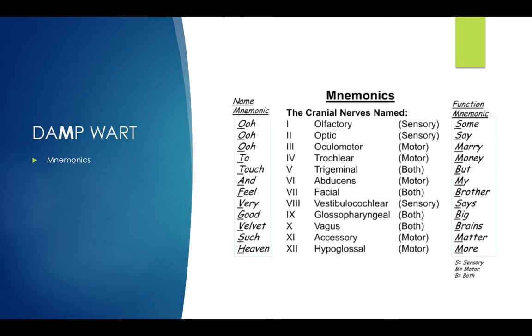Now, one of the issues with this mnemonic is if you want to get to the 10th nerve, you have to know the other 9. You have to go through those first. So some say marry money, but my brother says big brains. Okay, B is both. So for these longer lists, this is a list of 12, it gets a little less efficient when you are talking about the later cranial nerves, because you have to go through the first however many to get there.